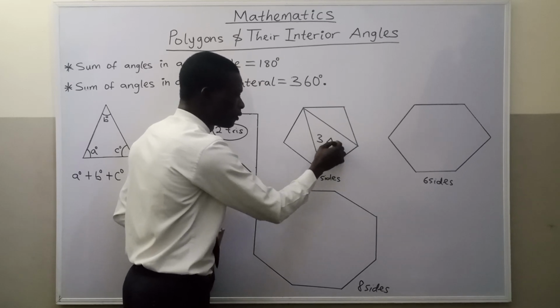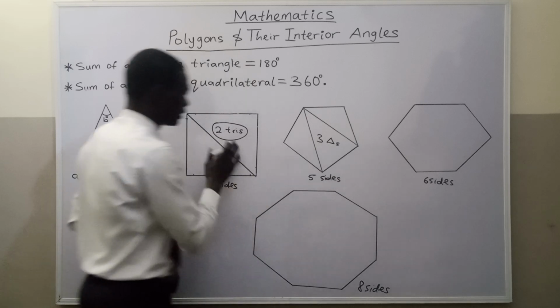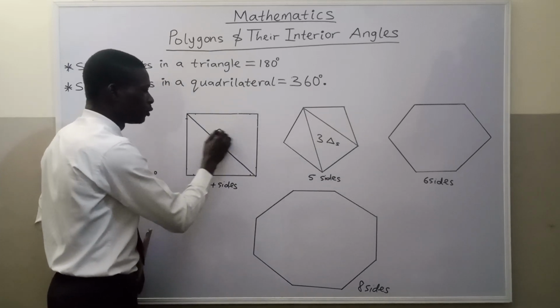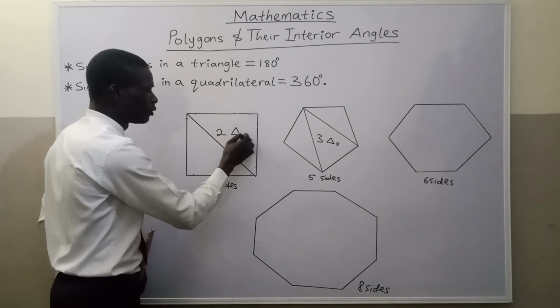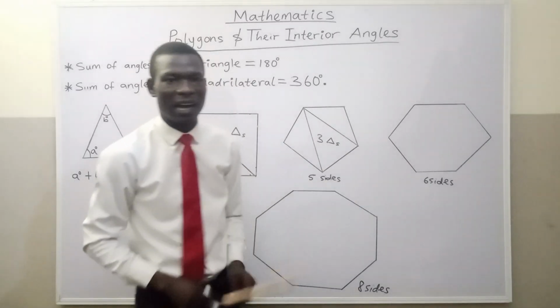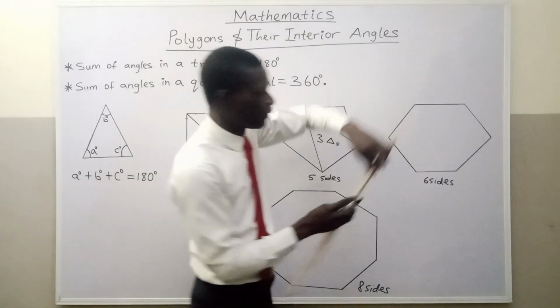3 triangles. So instead of me writing "tries," let me just write it like this: 3 triangles. I think this one will make sense better. This one gives us 2 triangles. Then, for the third figure, how many triangles can we get joining the vertices?